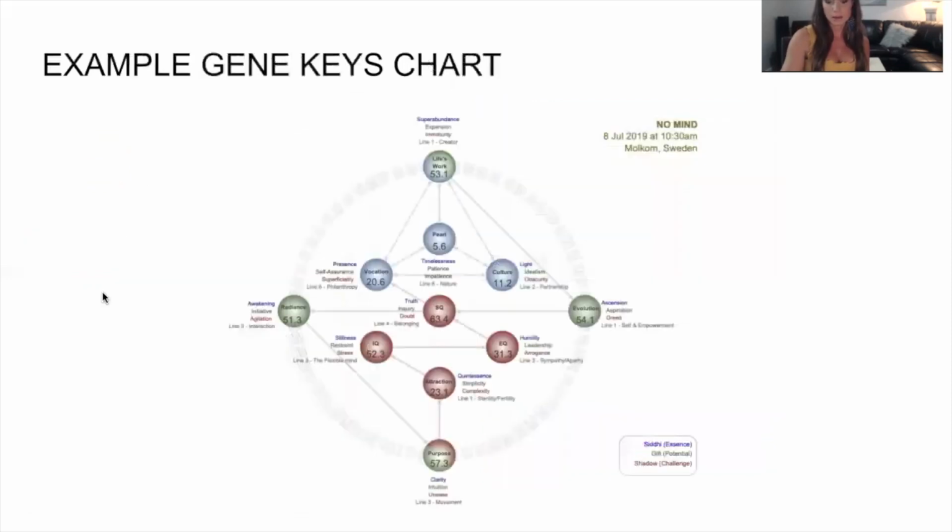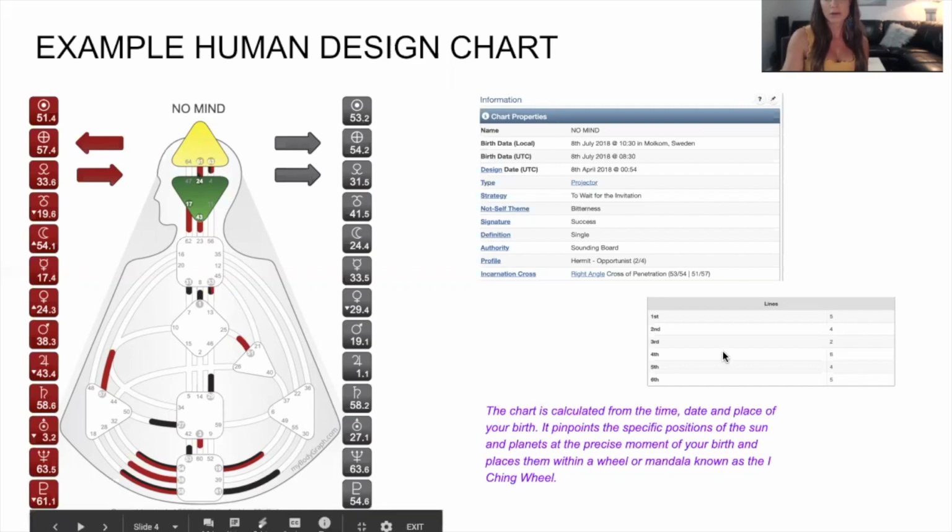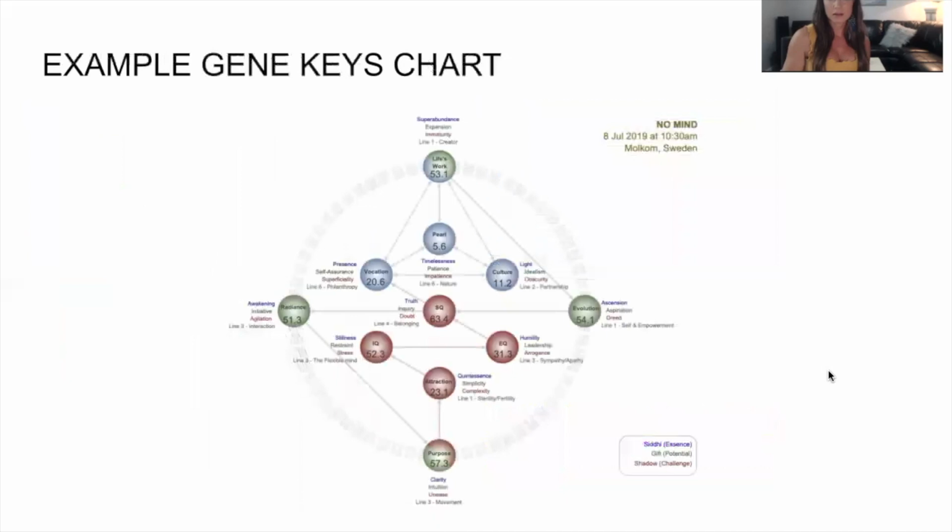Let's see. So you get the lines statistics on the bottom, and like I said before, it's calculated from the time, date, and place of birth, and it's going to pinpoint those specific positions of the sun and the planets. So you can see here all these activations are the sun, the earth, and the other planets, and the moon, and the nodes are not, these are positions more than anything. And then it's going to place these in the wheel or the mandala that we call the I Ching wheel. And I'm going to show you that right in a little moment.